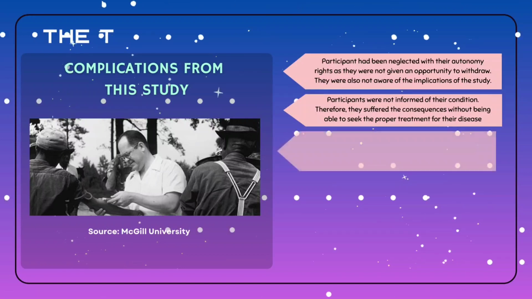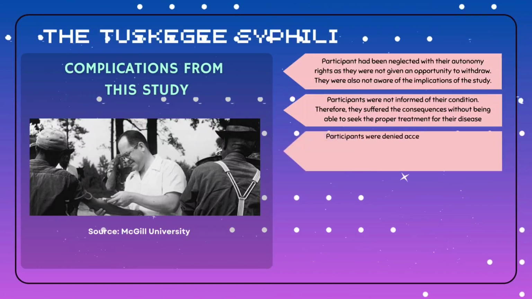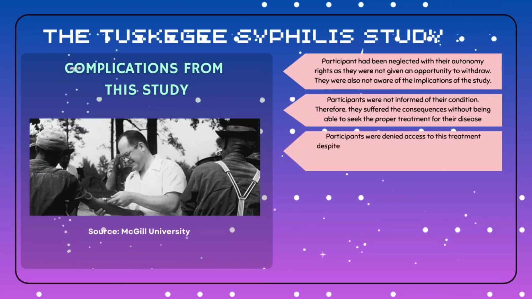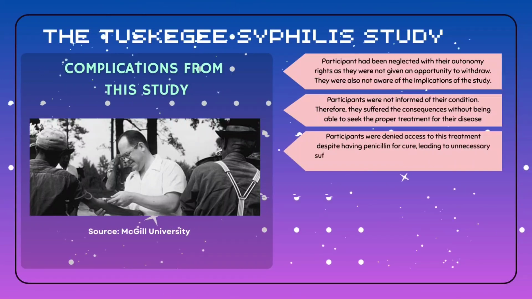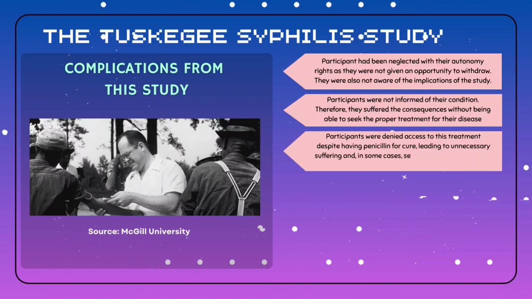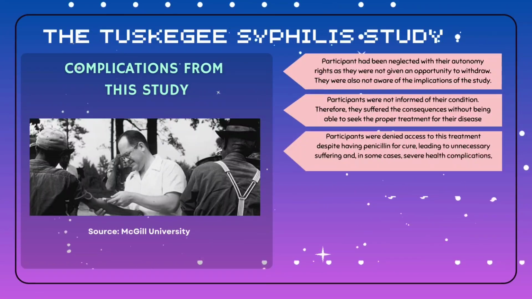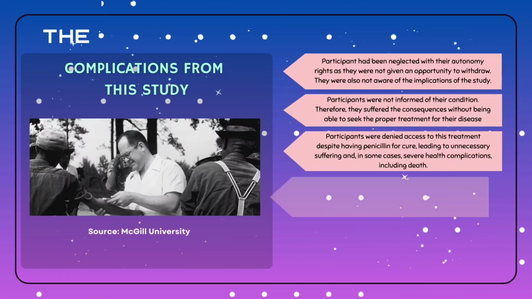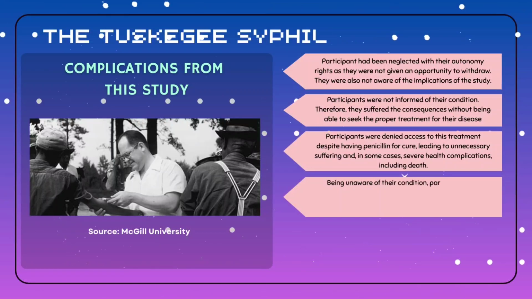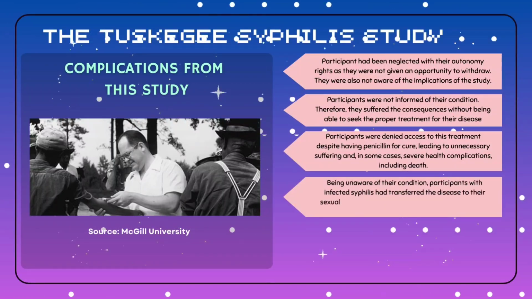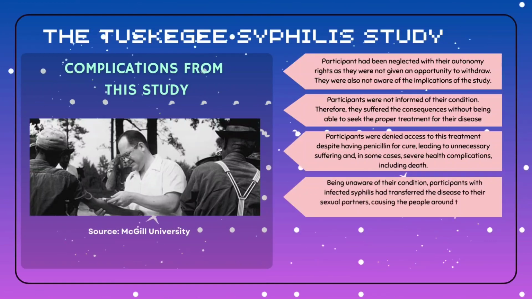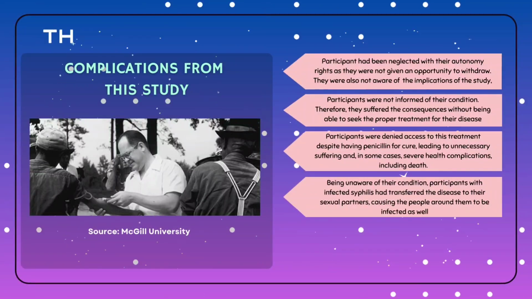Most importantly, participants were deliberately denied access to treatment despite penicillin being available as a cure, leading to unnecessary suffering and, in some cases, severe health complications, including death. Being unaware of their condition, participants infected with syphilis transferred the disease to their sexual partners, causing the people around them to be infected as well.